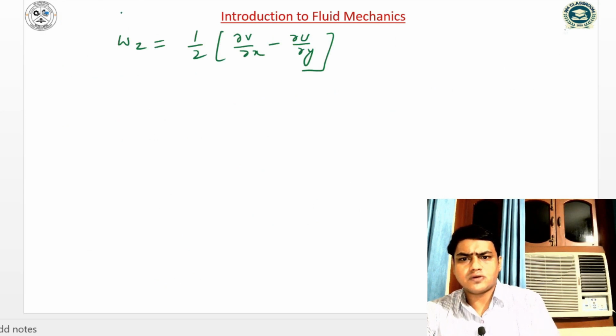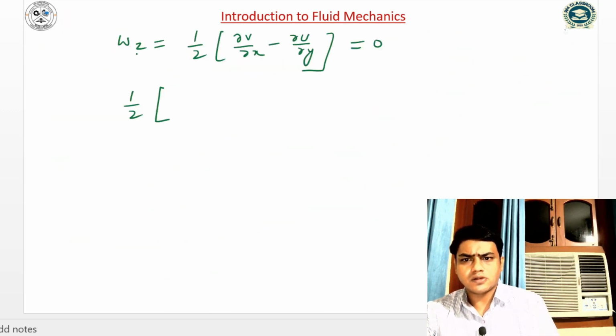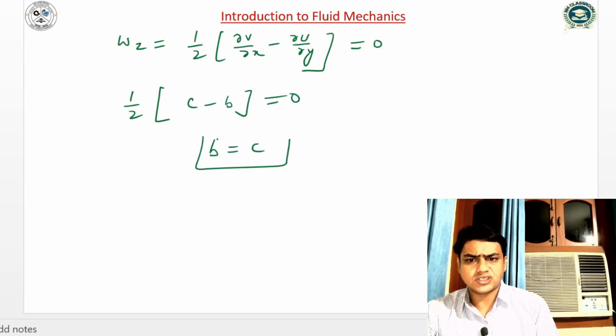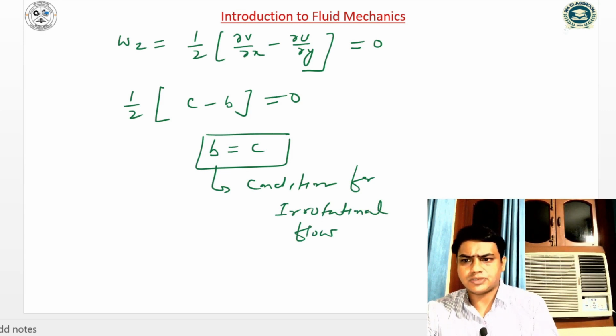So it should be 0. So 1 by 2 into (del v by del x minus del u by del y). What is the value? c minus b. So c minus b is equal to 0. So here we can write b is equal to c. So this is the condition for irrotational flow in two dimensions.